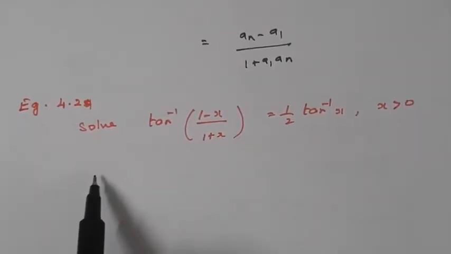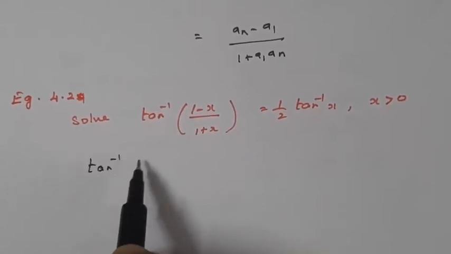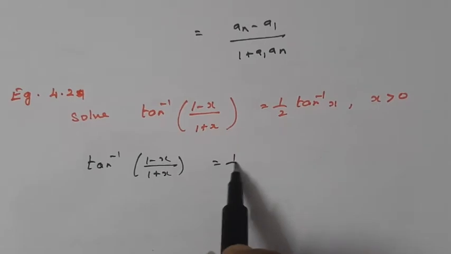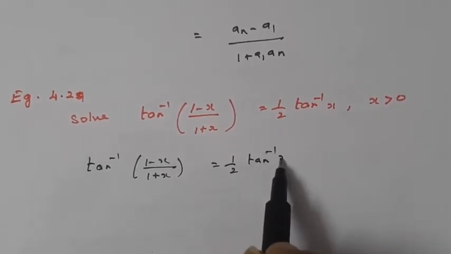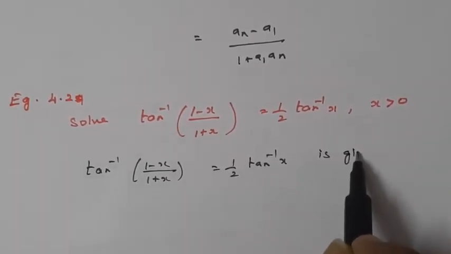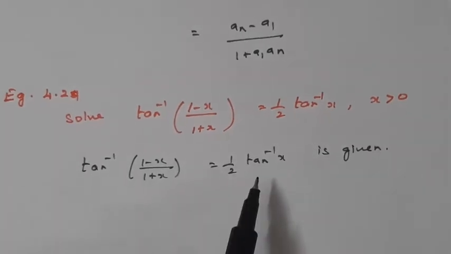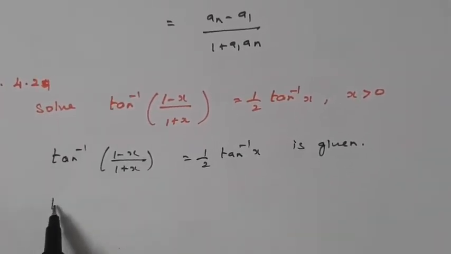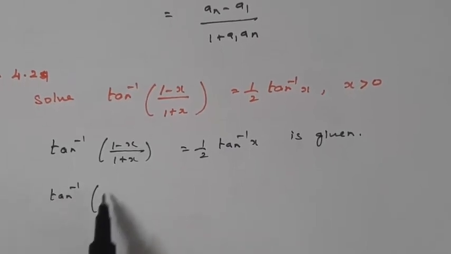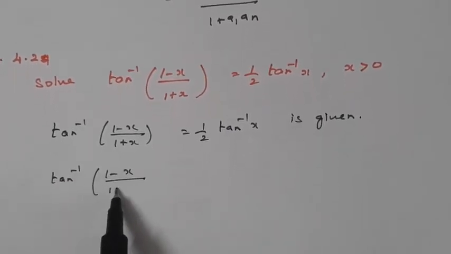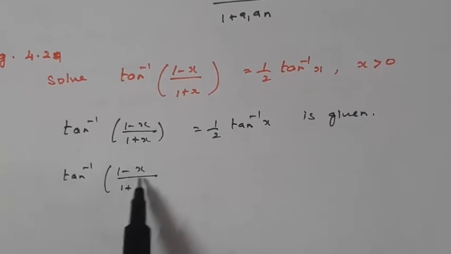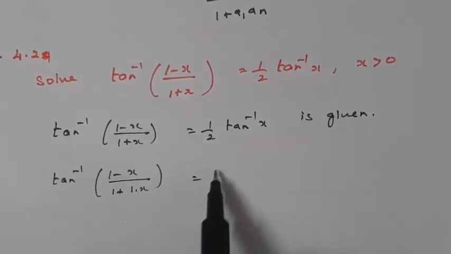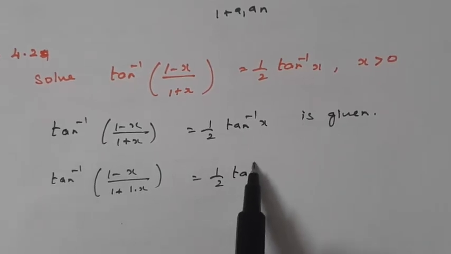Now, tan inverse of (1 minus x) by (1 plus x) is equal to 1 by 2 into tan inverse of x. This is the given equation, and using it you are going to find the value of x. Now the left hand side, tan inverse of (1 minus x) divided by (1 plus 1 into x), where this x is written as 1 into x. So half into tan inverse of x.